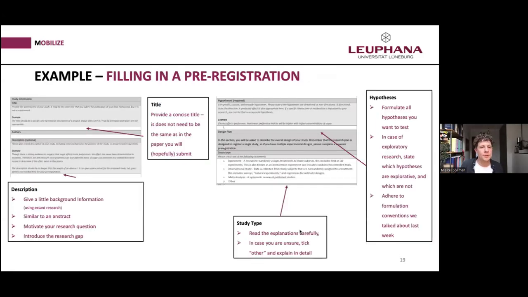And as one example, I provide a commented version of the pre-registration in the workbook with the idea in mind that that helps students to actually fill in the pre-registration themselves. Because I think the first pre-registration that you have to fill in is quite hard. You're quite unsure about what to do. And hopefully that helps students to actually fill in their pre-registration.